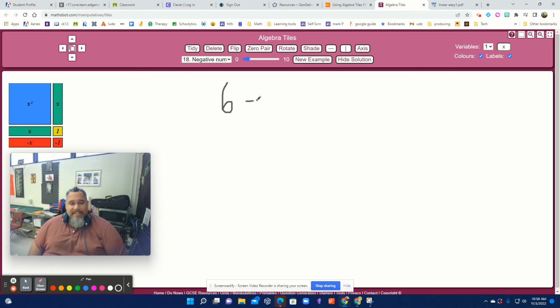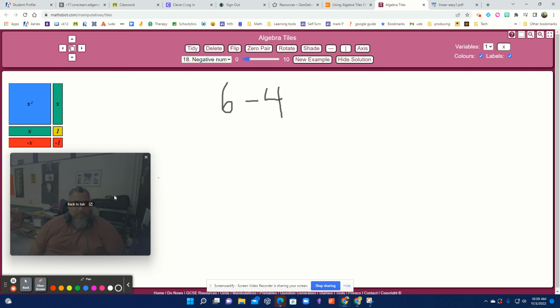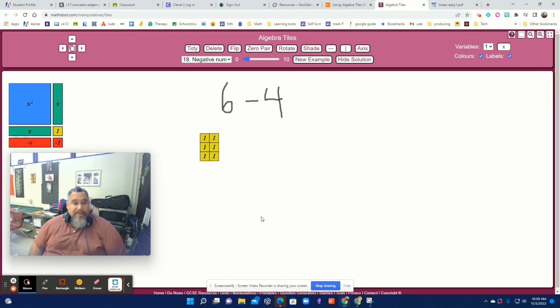Which is to say, taking away 4, taking away any number is the same as adding some negatives. I'm going to say it again. Taking away something is the same as adding negatives. Watch. So here I have 6, and I'm going to take away 4. Obviously, I could just scratch out these 4 or delete them, whatever you wish. But there's something really important I want to show you.